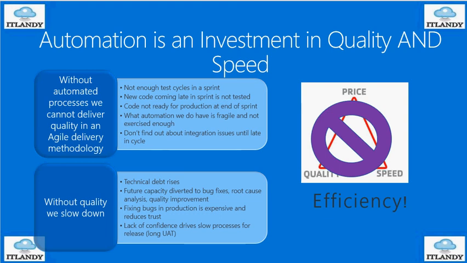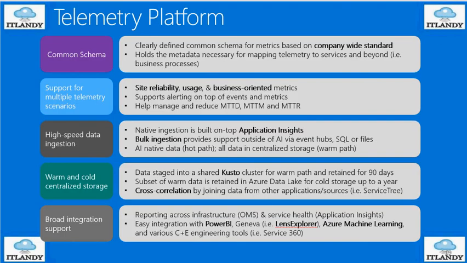efficiency. So what we do for improvement is telemetry for the platform, high-speed data, warming and cooling, centralized storage, broad integration. Again, these are around common schema, using App Insights and other useful application telemetry tools, monitoring, reporting.